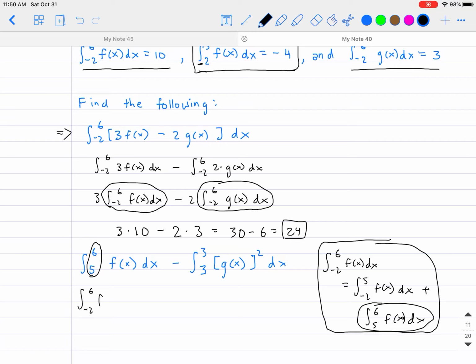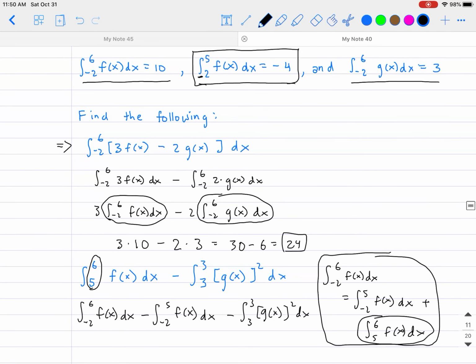Since we know this is true according to the property, then what I'm trying to solve for, which is this guy, is going to be the upper minus the lower. So this is going to be the integral from -2 to 6 of f of x dx minus the integral from -2 to 5 of f of x dx. And then we have minus the integral from 3 to 3 of g of x quantity squared dx. So we can take that split integral and subtract from 1 and then get what we actually want. Now again, it's just a matter of plugging things in.